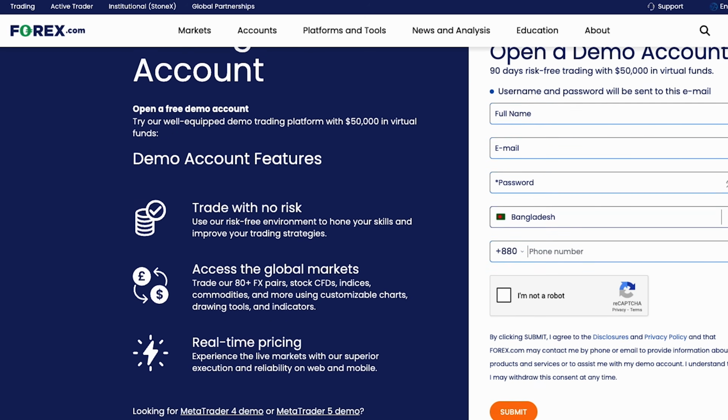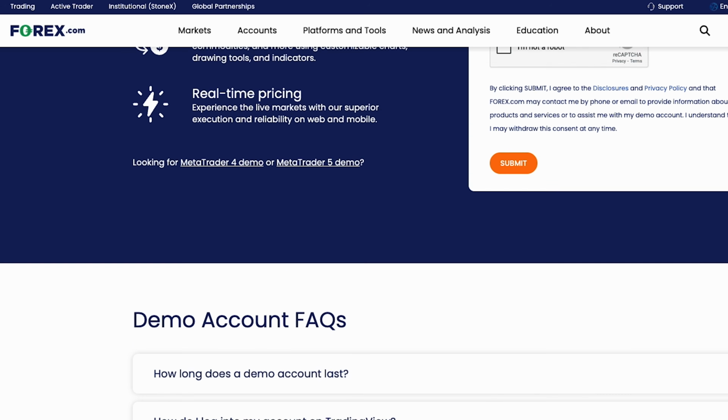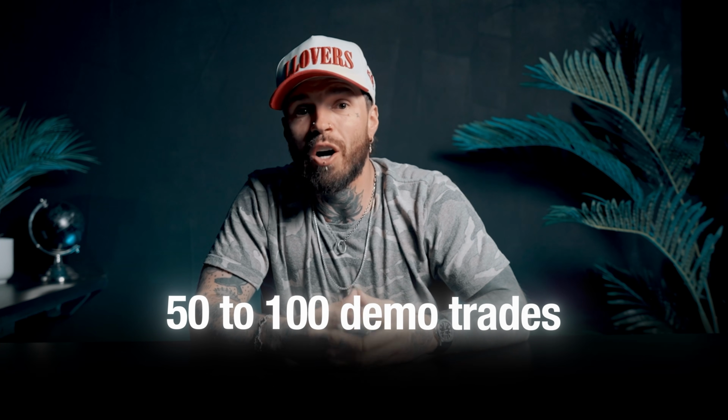This is why you start with a demo account. A demo account lets you trade with fake money, but in real conditions. Test your strategy without losing real money. Fix your mistakes before they actually cost you money. Your goal, trade for at least 50 to 100 demo trades before you go live. Follow your trading plan, no emotional trades, no impulse decisions. Track your wins and your losses. And if you're not profitable in a demo, you definitely won't be profitable live.